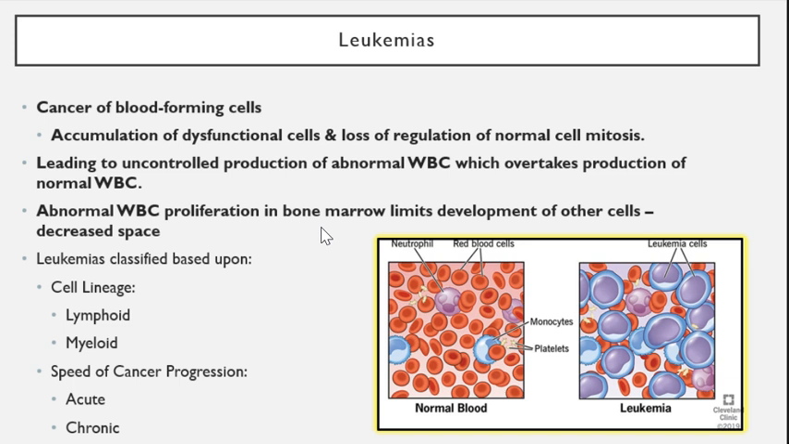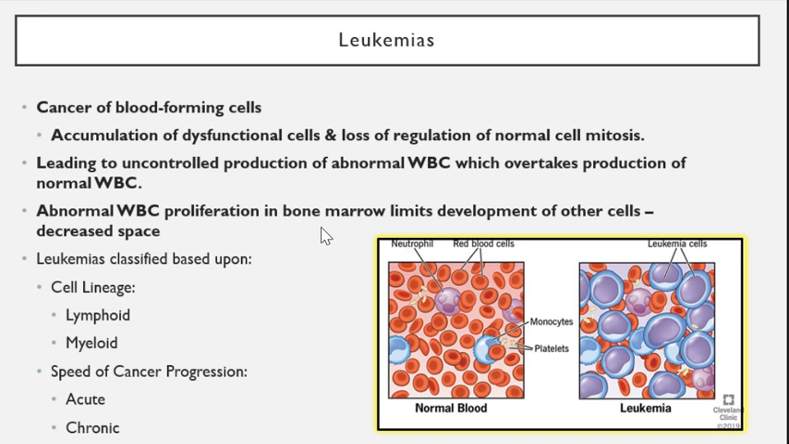So what we're getting at here is that all the stuff that we talked about, she just left. She's disappeared from me. So all the stuff we talked about with cancers is specifically still applicable to leukemias, right? Because this is just a cancer of the white blood cells.